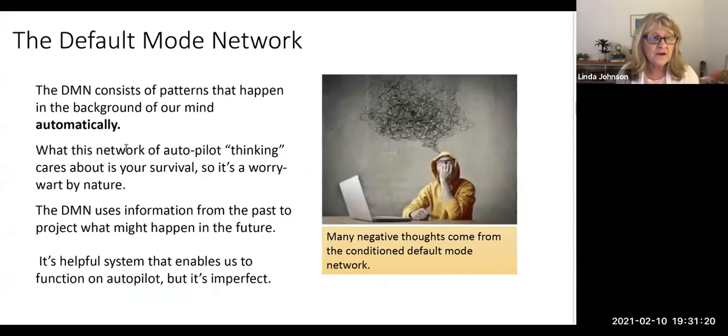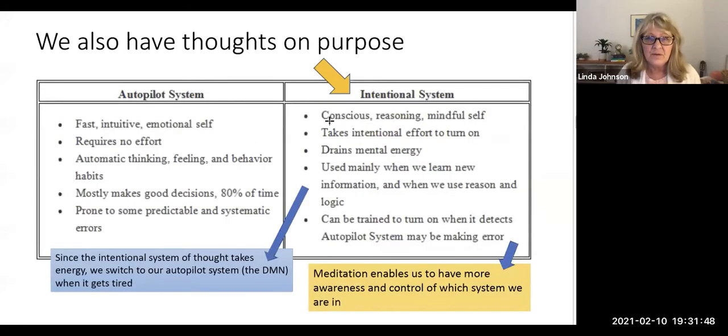We learned that the default mode network is that stream of thinking that happens automatically. And that enables us to function in the world, even though it's not a very high level of function, we're still at a survival level of functioning, in the world without having to use even the executive network. We can operate on autopilot because of the default mode network, which has picked up knowledge from the past and projects it onto the future, right? But it's not using these other networks, including our intentional system, which is our conscious self.